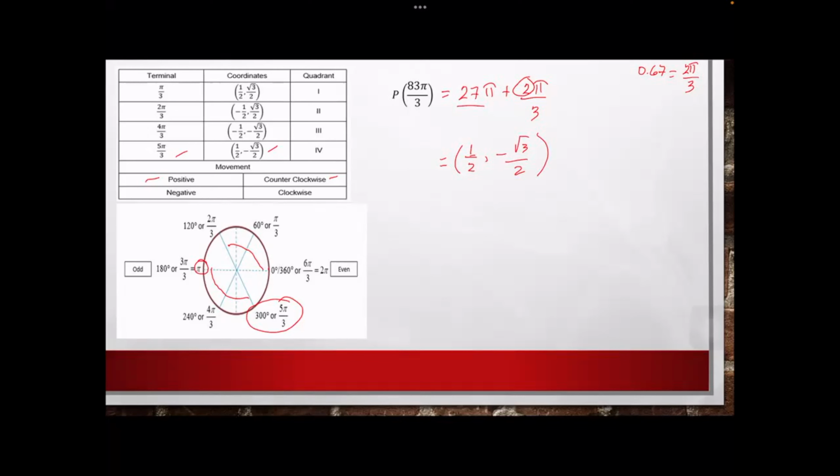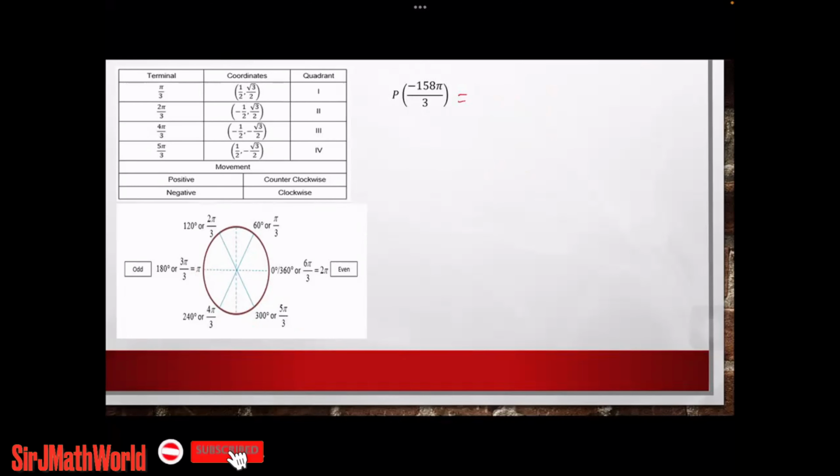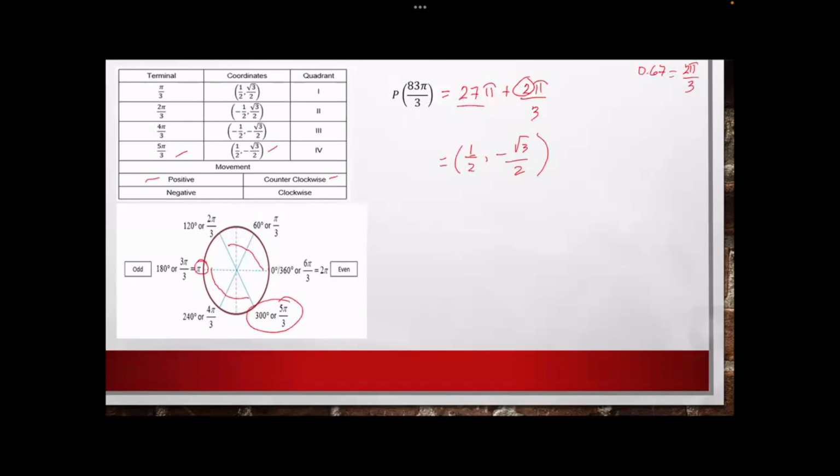Okay, so wala. Let's have this negative 158 pi over 3. It's negative. So if we're going to divide 158 divided by 3, your answer will be 52 pi plus 0.67. Again, yung 0.67 natin ay 2 pi over 3. Negative.